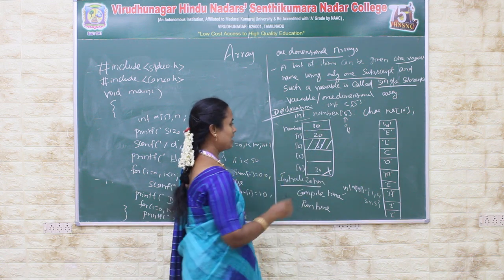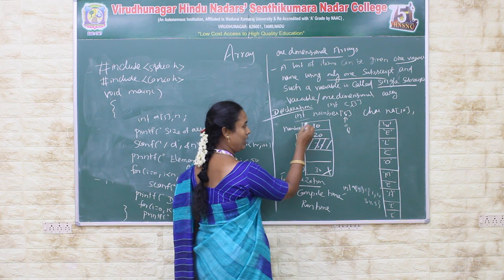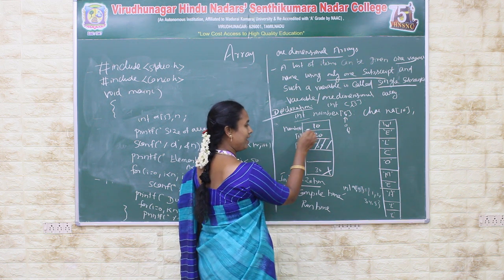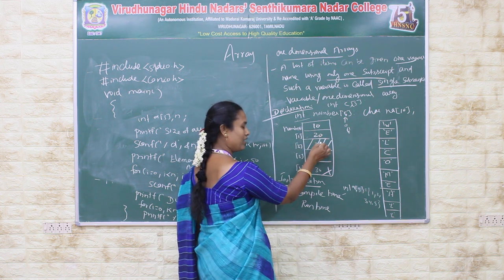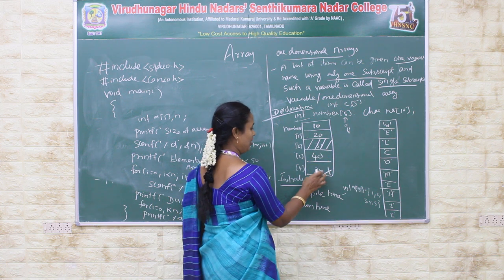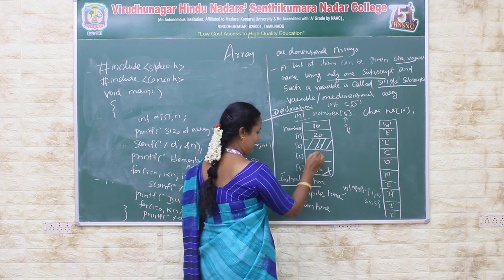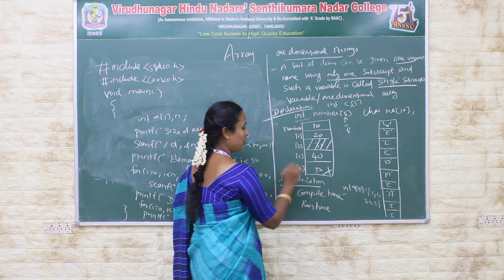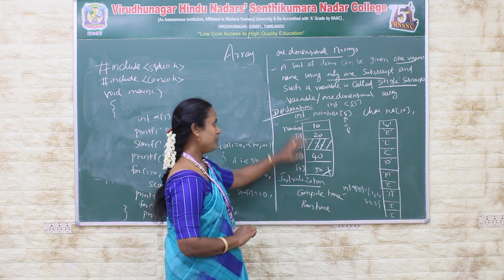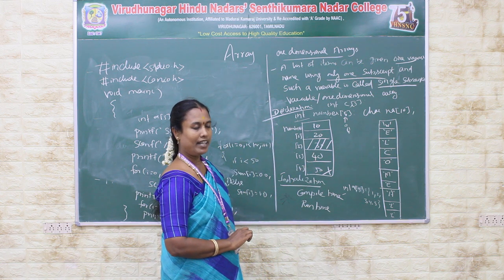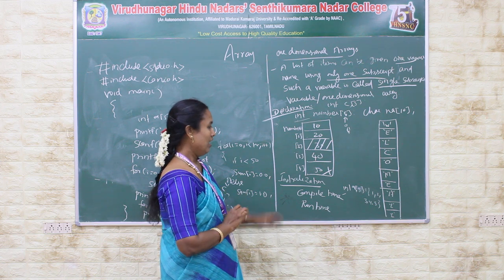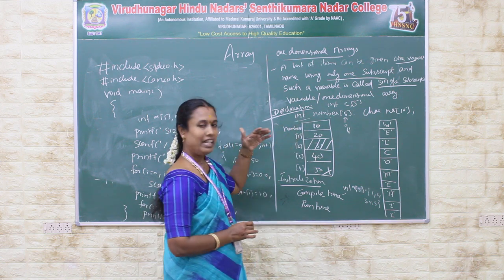For array size 5, the index always starts with 0. So at 0 I can store the element 10, at 1 I can store 20, at 2 I can store 30, at 3 I can store 40, and at number[4] I can store the element 50. This is the way the memory space is allocated for the number[5] array. Okay, this is the example for an integer array.